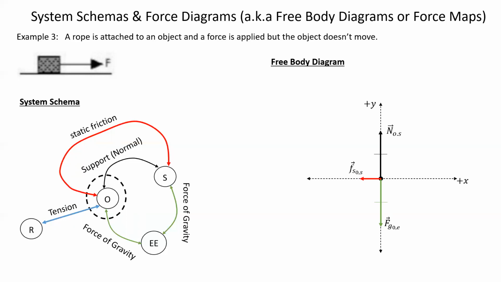But there would be one more force that we need to add to this. And if it doesn't move, it must be in equilibrium. The net force must be 0. And so that other force is going to oppose it. So the tension force is along the direction of the rope to the right. So notice the Filo-Dilo notation. Tension force on the object from the rope. It is not moving, therefore it's in equilibrium. The net force is 0. Therefore, those 2 forces, the static friction force and the tension force, must balance one another, giving us a net force of 0.